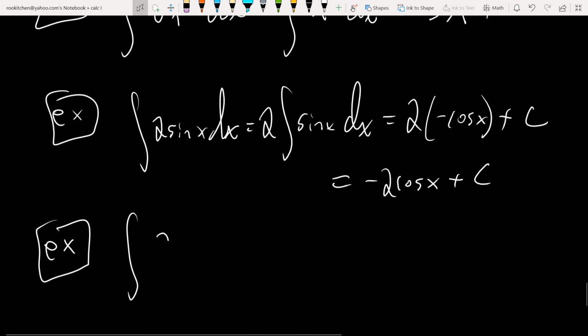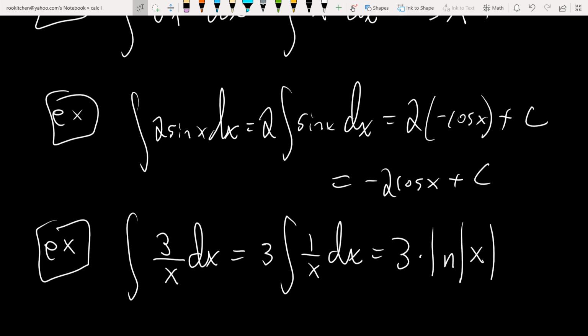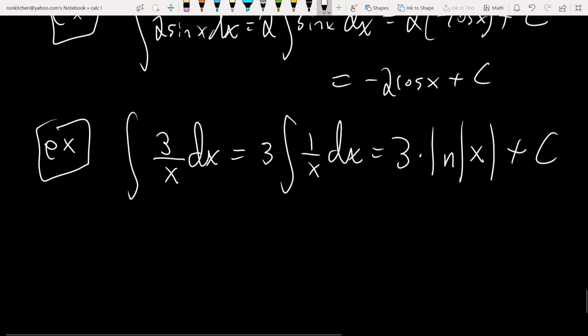Integral of 3 all over x dx. You can factor out the 3, so you get 3 times the integral of 1 over x dx. The integral of 1 over x is ln of x, and you always have to include these absolute values. It makes it more powerful. Okay.